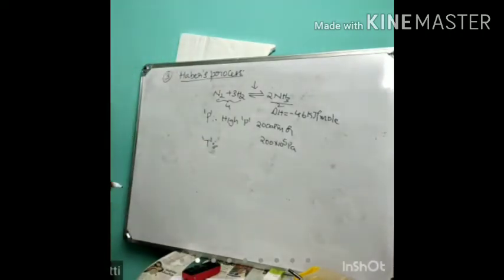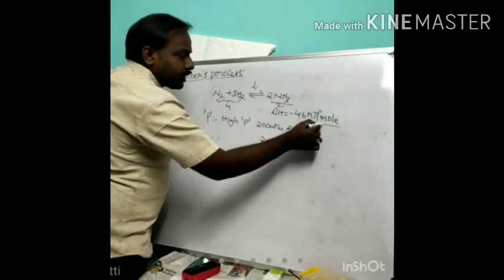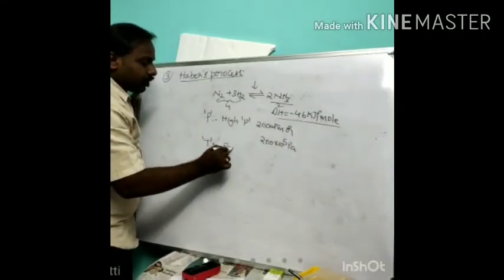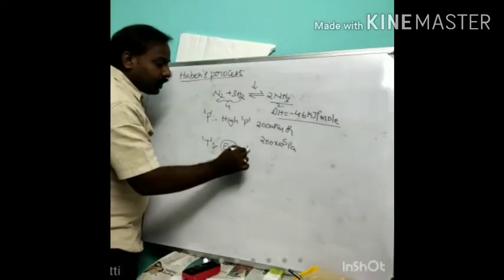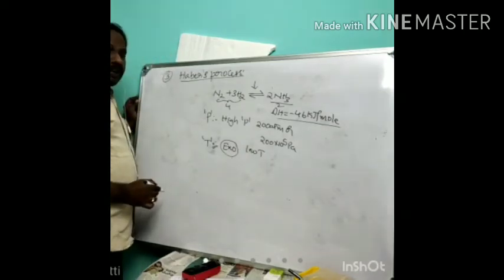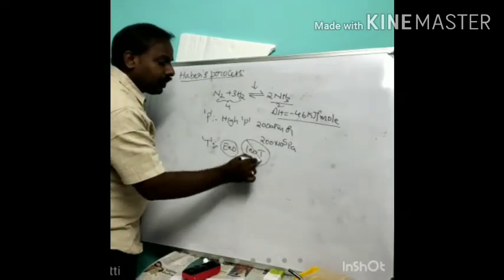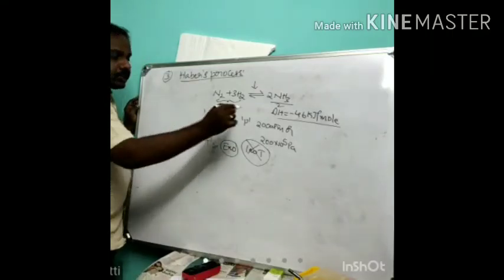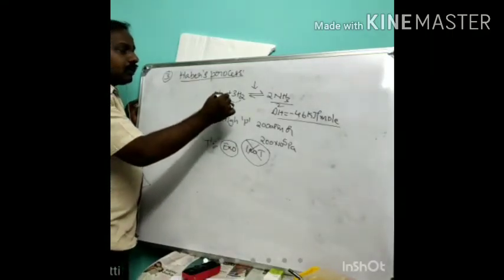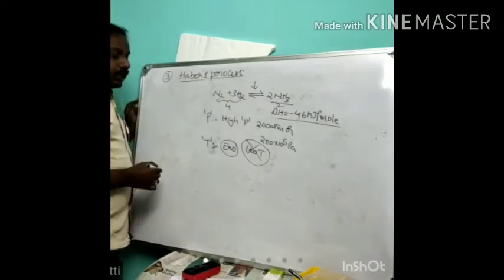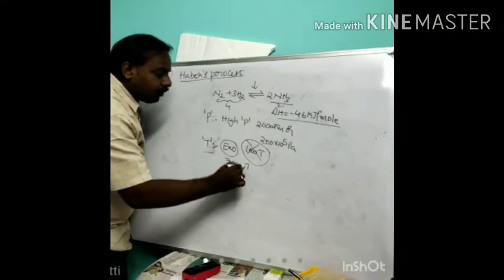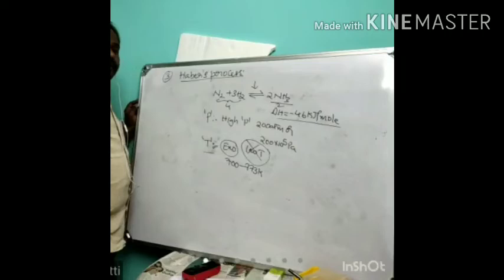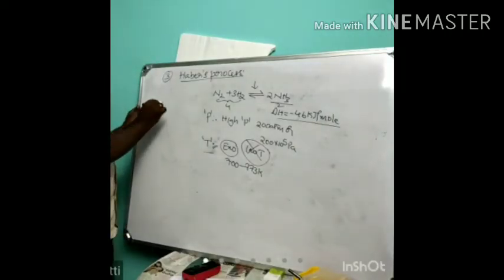And second, effect of temperature. This reaction is exothermic. Whenever the reaction is exothermic, low temperature is favored. But at a low temperature, the reaction is very slow. In order to increase the rate of the reaction, we maintain an optimum temperature, around 700 to 773 kelvins. And after that, we use a catalyst.